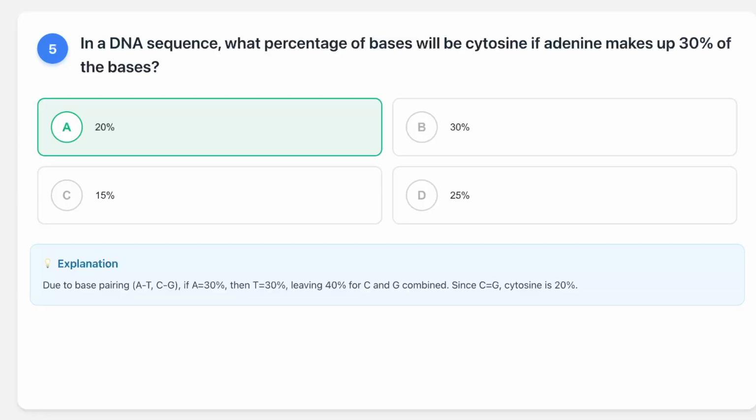Explanation. Due to base pairing, A-T, C-G, if A equals 30%, then T equals 30%, leaving 40% for C and G combined. Since C equals G, cytosine is 20%.